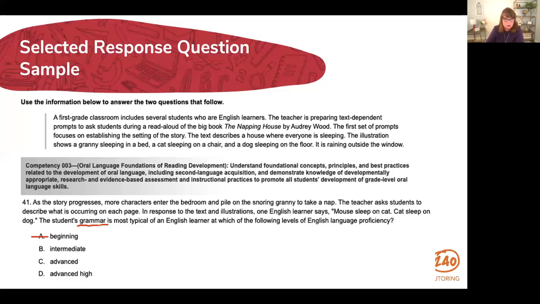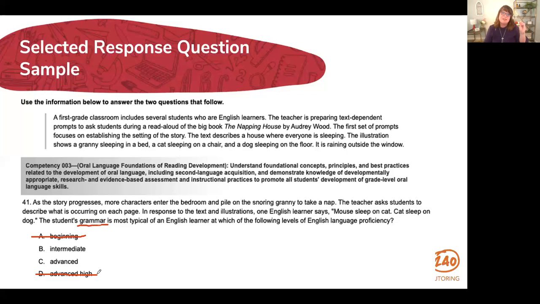Because remember, on the last question, we said if they're at that beginning level, they're not going to have very many oral language skills at all. So the fact that the student talked rules out beginner. All right. We know that this student does not grammatically sound like a native English speaker. So that rules out D, advanced high, because advanced high, they would sound much like a native English speaker.